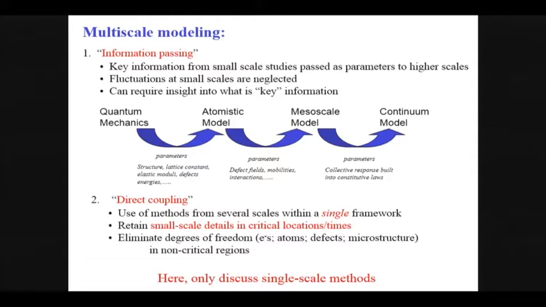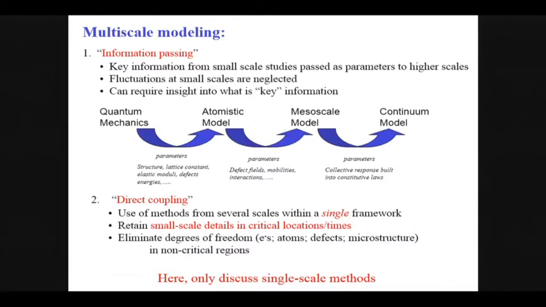And so maybe we do quantum mechanics and we get out the structure and the lattice constants and the elastic moduli, maybe a few energies, and we pass that to an atomistic model, and we can do molecular dynamics. And then when we see how the atoms or defects are moving, we can pass that to something like mobilities or stress field around dislocations. We can pass that to a mesoscale model like a dislocation dynamics model. And if we do enough dislocation dynamics, maybe we can extract out a plasticity flow law. And so we never really connect these things. We take information at each scale and try to pass it upwards.